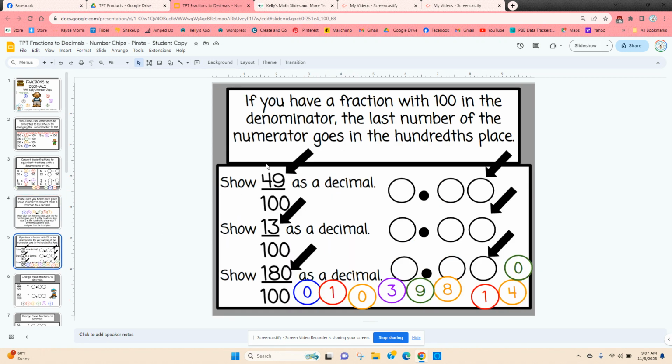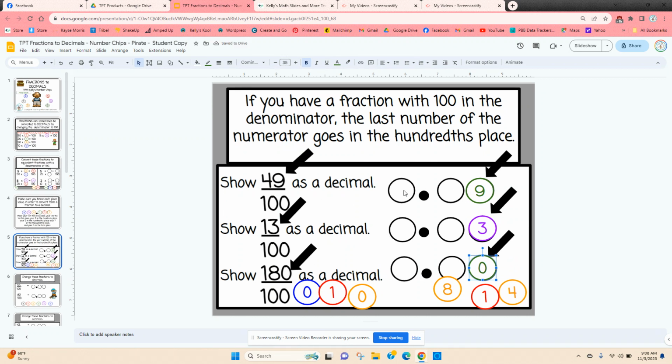Now, they're also going to be shown here on the next slide how to change a fraction with 100 in the denominator to a decimal. So here's one way to do that. Now, if they have 100 in the denominator, then in their numerator, the number on the right has to go in that hundredths place. So the 9 has to go here, the 3 has to go here, and the 0 has to go here, the number on the right.